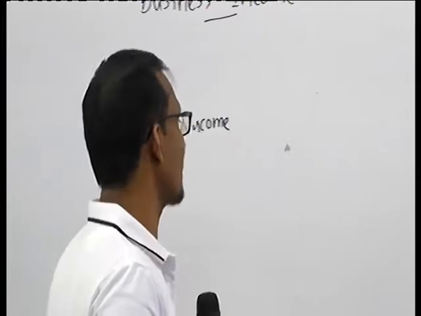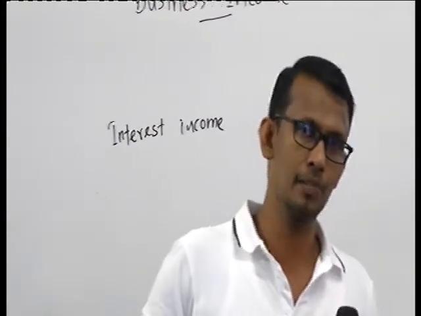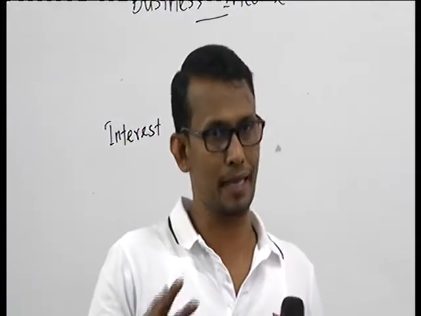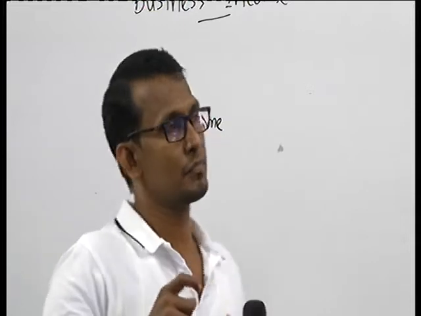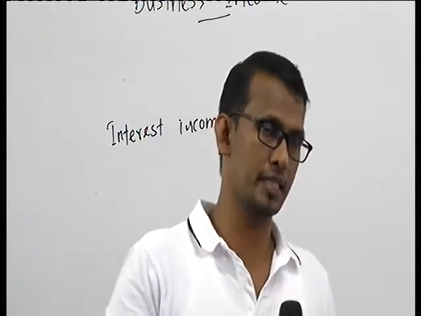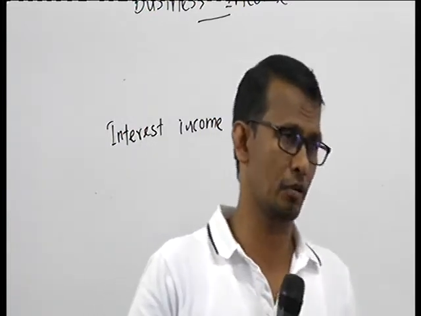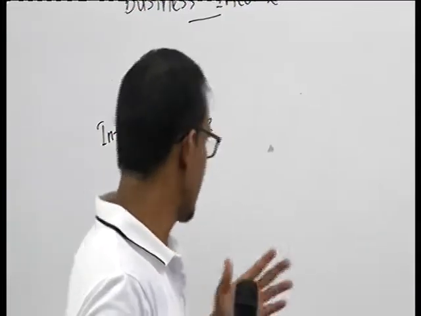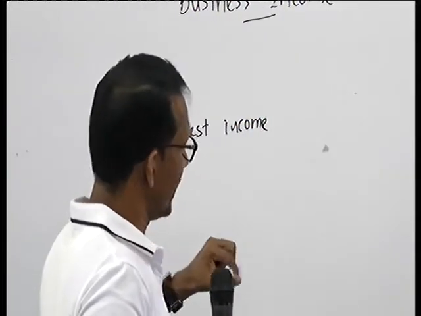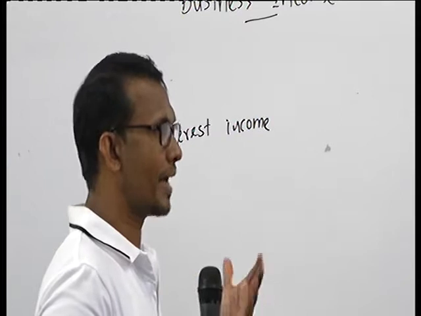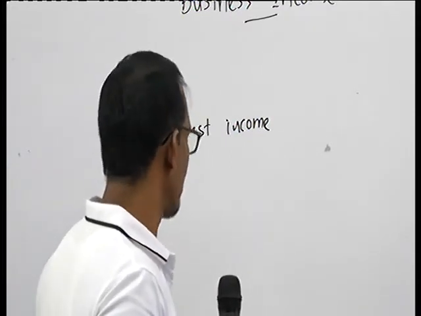Say, for example, an individual typically may earn interest income by investing in banks or financial institutions, in fixed deposits or maybe in a savings account, or maybe even corporate debt securities like debentures, commercial papers, etc. There you invest and then earn interest income. That is obviously investment income.